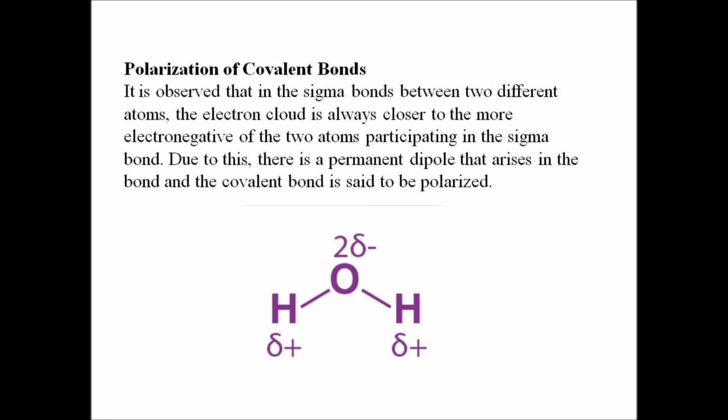Next we can discuss the polarization of the covalent bond. It is observed that in the sigma bond between two different atoms, the electron cloud is always closer to the more electronegative of the two atoms participating in the sigma bond. Due to this, a permanent dipole arises in the bond and the covalent bond is said to be polarized. See here in the water molecule, oxygen has two delta minus charges and hydrogen has delta positive charges.